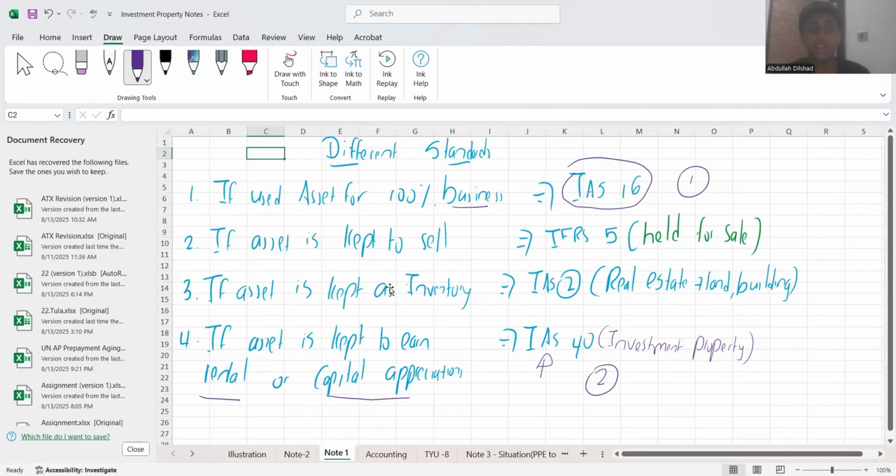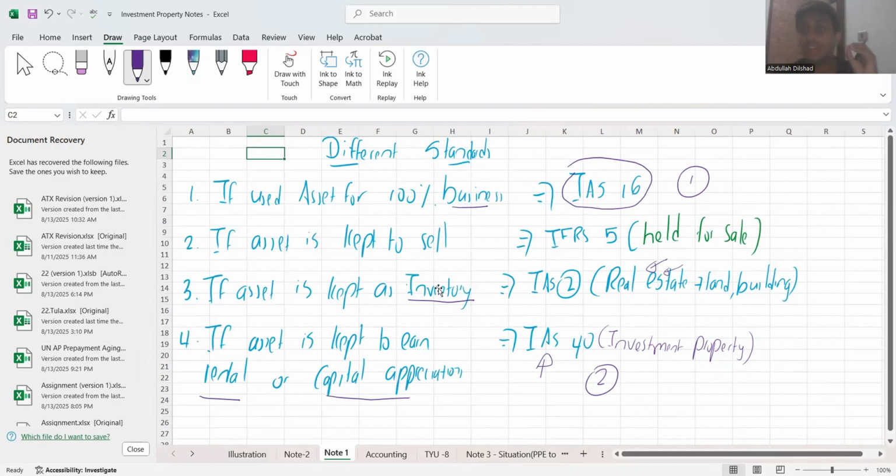Now, the third one: what do you think if an asset is kept as inventory? For example, take a real estate business. What do you think is the inventory of a real estate business? Real estate businesses will have inventory such as lands, buildings, leases, office premises, shops, huts, whatever you call it. Those will be treated as inventory.